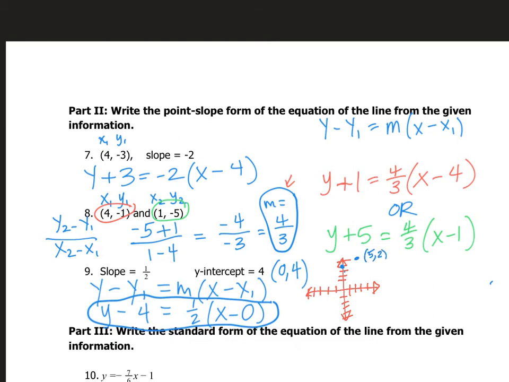So in order to not have any zeros in my equation, I could use this point. So let's see what it looks like when I use this point. Here, I would plug in my y1 as 2, and then my slope is obviously the same, and then my x1 is 5. So that's how it would look with this point. Okay?